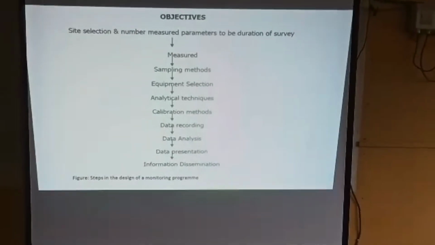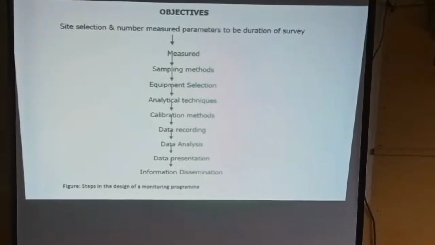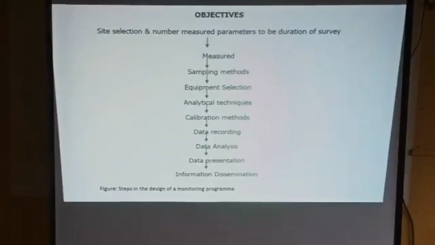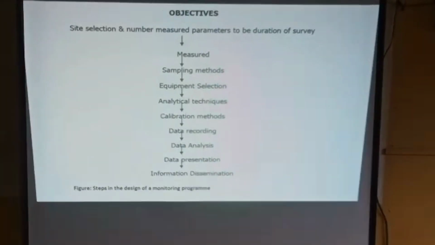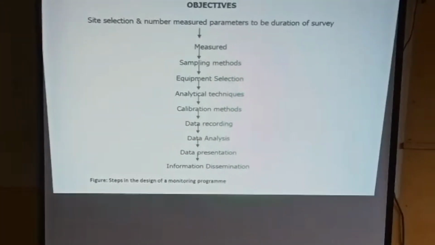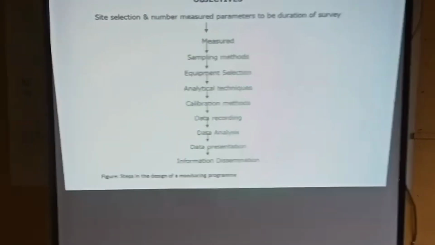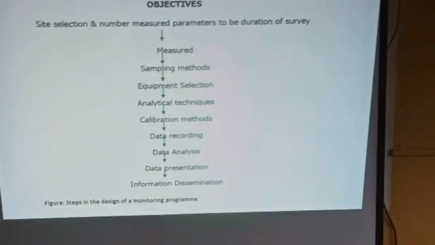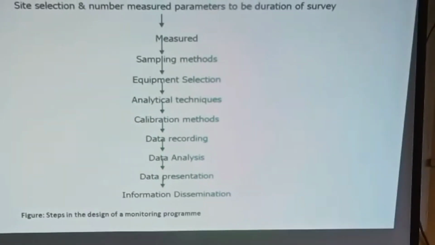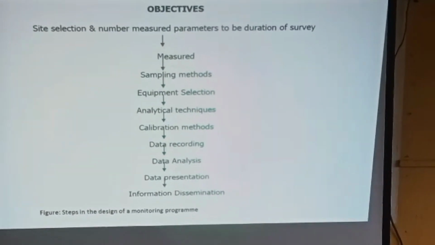During monitoring, programs are designed and steps are taken during the design. So here are the steps that are being designed in monitoring program. We have 1, the selection of site, number of measured parameters, and duration of survey. 2, the sampling methods adopted. 3, the equipment selection. The equipment are selected specific to a particular site. 4, analytical techniques. We devise a lot of analytical techniques, from simple to sophisticated, in doing the monitoring. 5, we do calibration method.